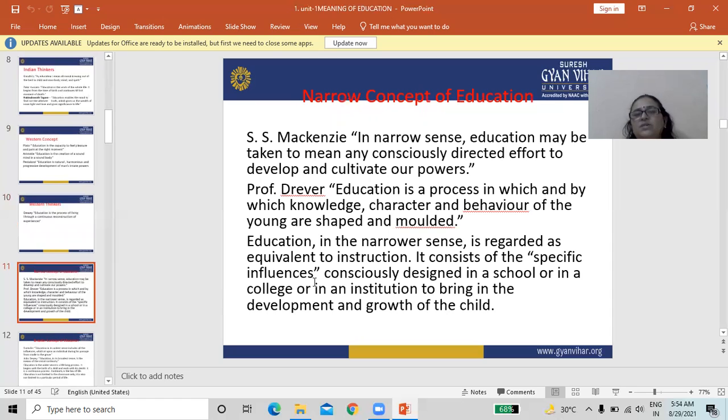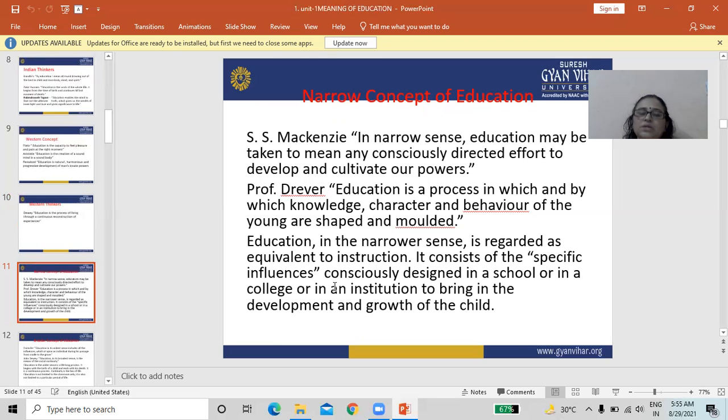Now we will discuss narrow concept of education. According to J.S. Mackenzie, in narrow sense, education may be taken to mean any consciously directed efforts to develop and cultivate our powers. Next, Professor Drever, education is the process in which and by which knowledge, character, and behavior of the younger are shaped and molded.